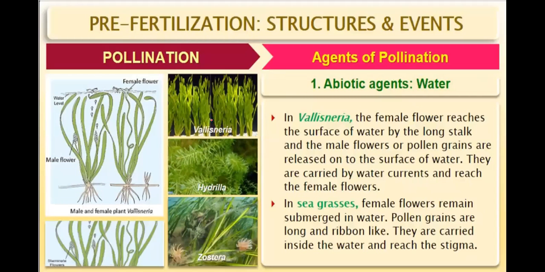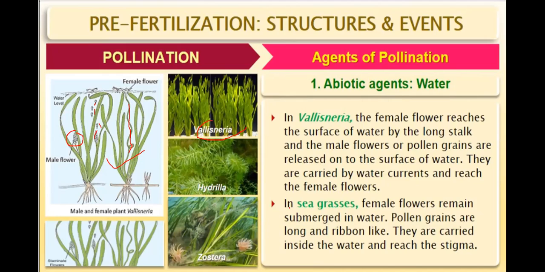In Vallisneria, the female flower reaches the surface of water by a long stalk. This is the female flower. It has a very long stalk. And the male flowers or pollen grains are released onto the surface of water. They are carried by water current and reach the female flower. Male flowers are deep inside, not at the surface of water. But when they are released, they reach the surface and then ensure pollination.